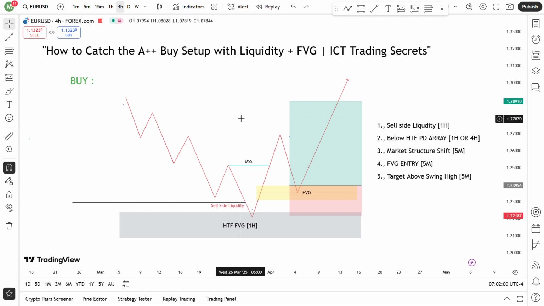So if you have a doubt, you can ask. Then in the next video, I will teach you how to draw this entry model on the live chart. Now I have taught you how to draw this on a line chart. In the next video, I will take this same model and show you how to draw it on the live chart.